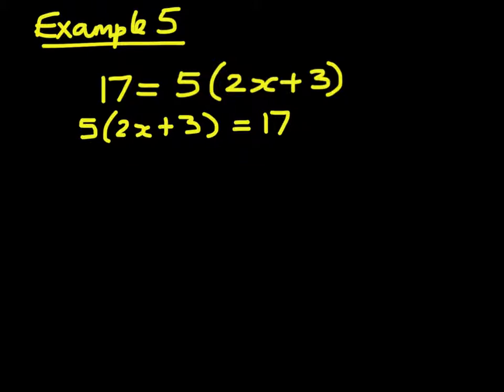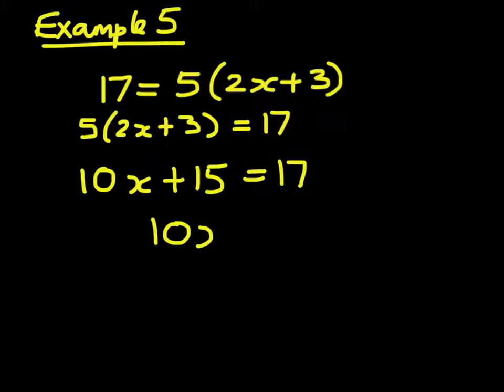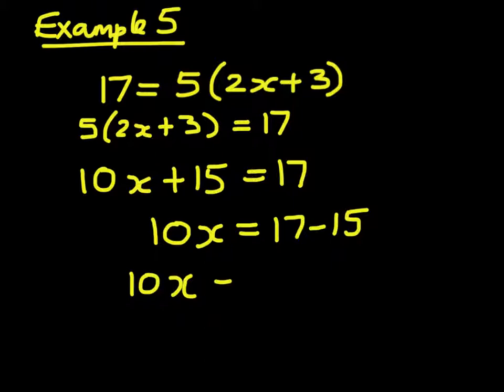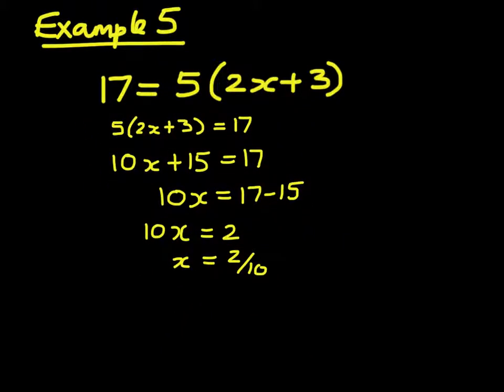So we could expand the brackets and then solve it, or we could divide through by the 5. Looking at this equation, if I divide through by the 5, 17 is not divisible by 5, so probably easiest to multiply out the bracket first. So I'll do 10x plus 15 equals 17. 5 times 2x is 10x, 5 times 3 is 15, and so then 10x equals 17 minus 15, and I get 10x equals 2, so x equals 2 divided by 10. And of course 2 divided by 10 is 0.2.